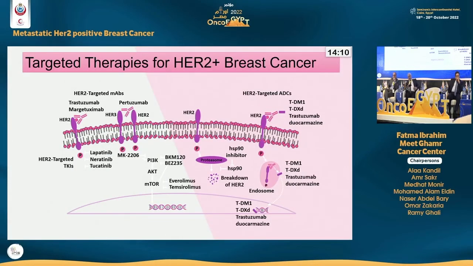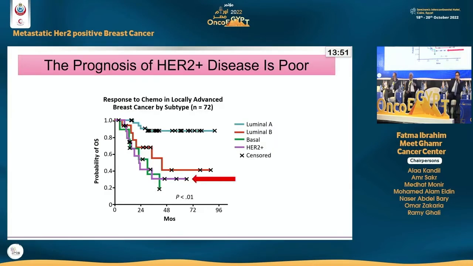Targeted therapy for HER2-positive breast cancer, we can see from this diagram according to biology and structure: HER2 targeted monoclonal antibodies, trastuzumab and margetuximab, pertuzumab, HER2 and HER3, HER2 targeted antibody conjugates, TDM1, and trastuzumab deruxtecan. The prognosis of HER2 disease is poor in comparison to luminal A, luminal B, and basal subtypes.